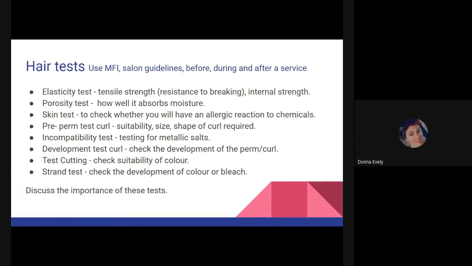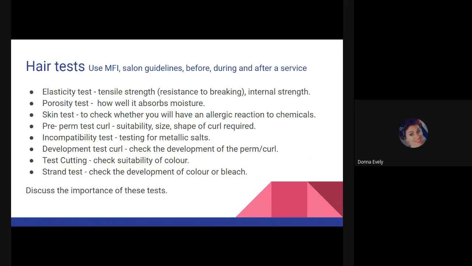Porosity test, this is how well it absorbs moisture. This is where we run our hands down the cuticle and we are seeing if the cuticles are open, if it's rough. The skin test, this is when you're going to ensure that they're not allergic to any of the chemicals within a colour. Again, you're going to follow manufacturer's instructions. Some say 24 hours prior, some will say 48 hours prior. You just need to ensure that you've read those manufacturer's instructions.